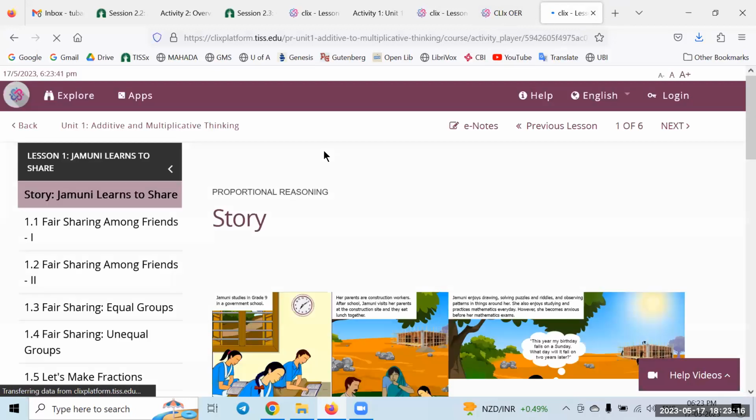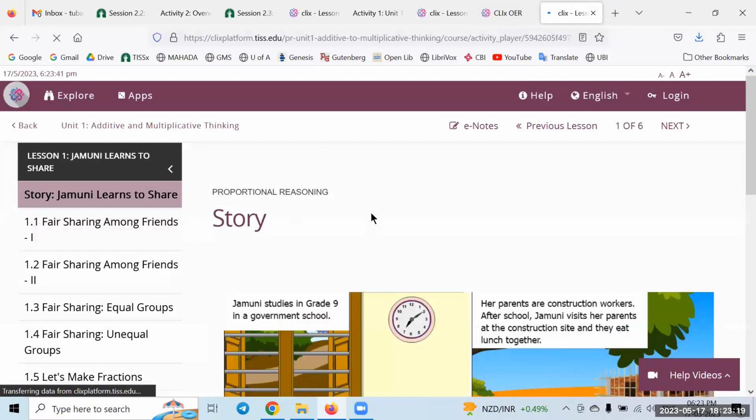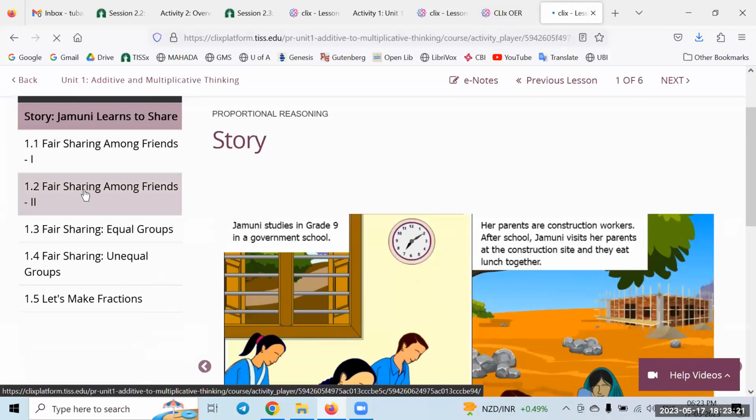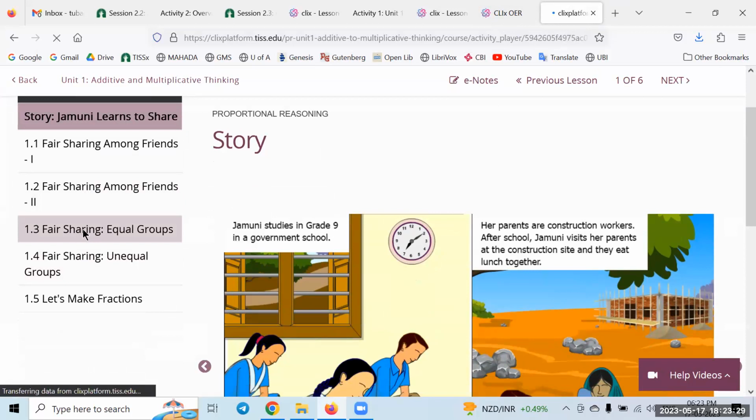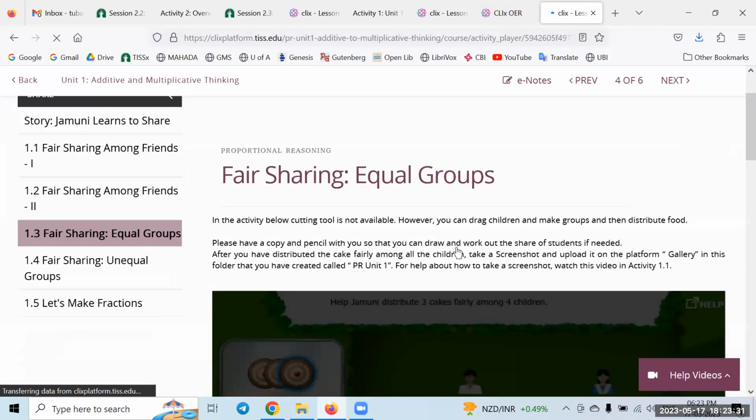Okay, it's very slow from my internet actually. So for the first one, you don't want to do pair sharing. Among pair sharing, equal groups. So first there are equal groups and then there are unequal groups. Yeah, I clicked on it.